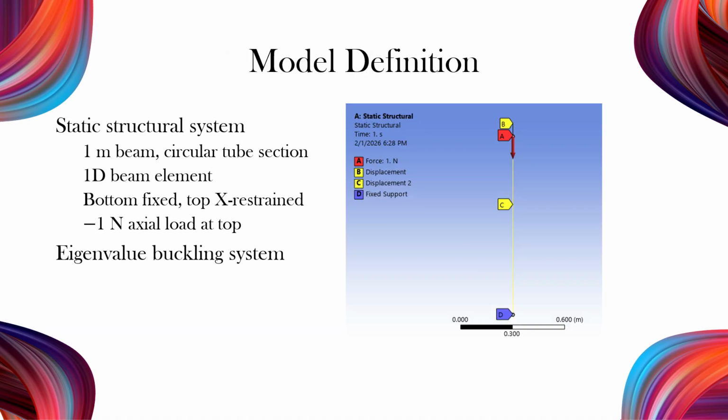I model a 1-meter beam with a circular tube cross-section using a 1D beam element in the static structural system. The top of the beam is restrained in the x direction, and the bottom is fixed. A -1 Newton force is applied at the top of the beam. After that, I use the Eigenvalue Buckling system to find the critical load.